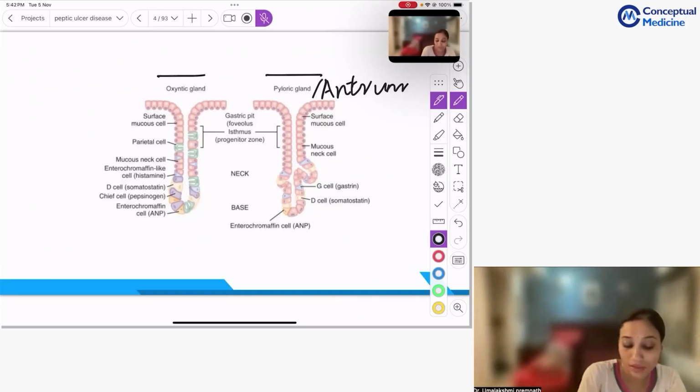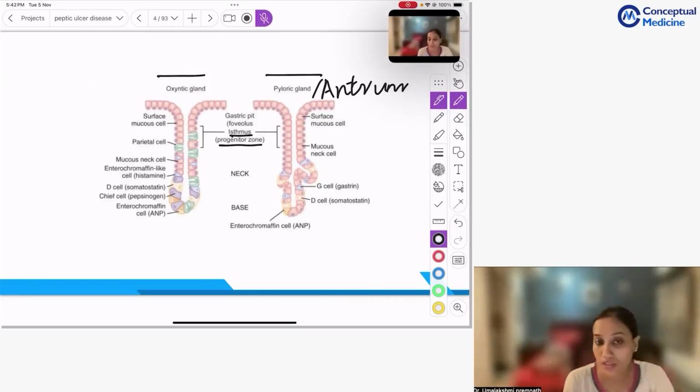Then you have the isthmus or the progenitor zone. What do you mean by the progenitor zone? Like any other progenitor zone, that is the one which forms the entire lineage. So these basic cells are produced from the progenitor zone and they migrate. For example, the surface mucus cells are produced here and they migrate towards the surface and produce mucus, the mucin secreting cells.